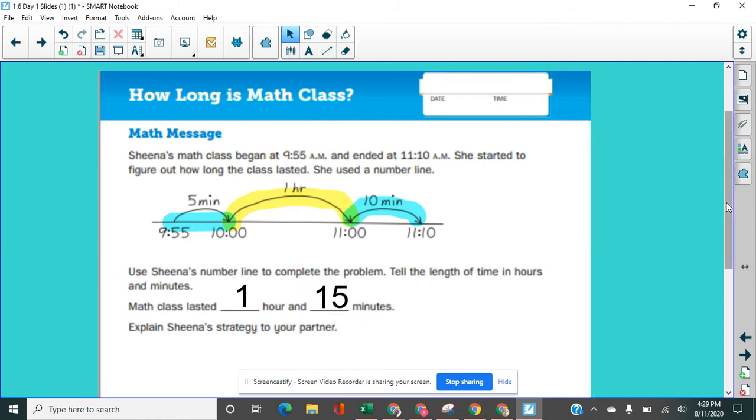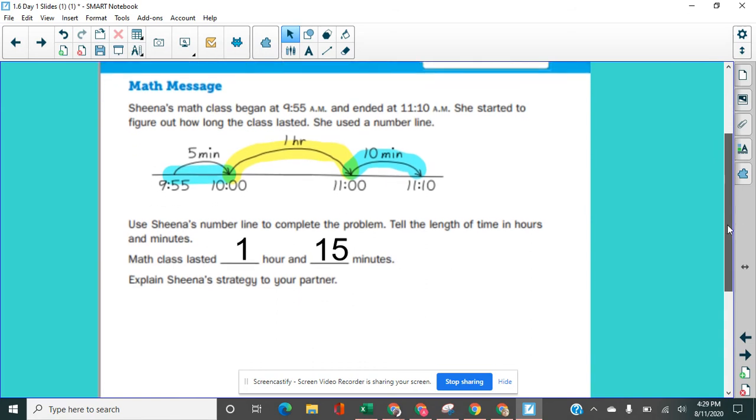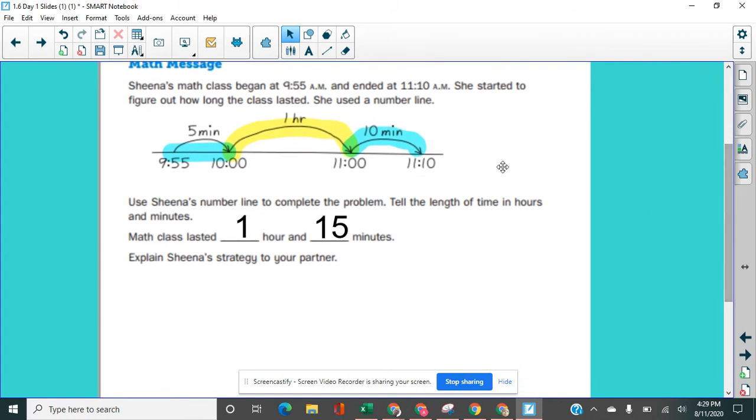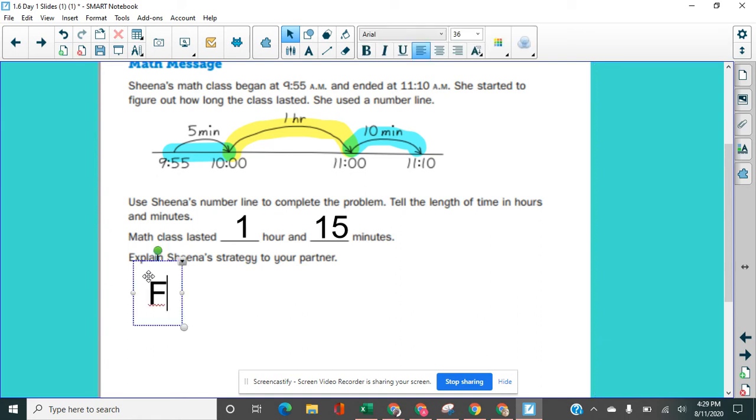All right, now you're going to explain Sheena's strategy to your partner. So I'm your partner. We're going to explain what she did. And we're going to use some keywords that we're going to be using all year long. And these are sequence words, words like first and next and then. That's going to be so important here in math. So what did she do first? First, I'll make it a little smaller. I'm going to run out of room.